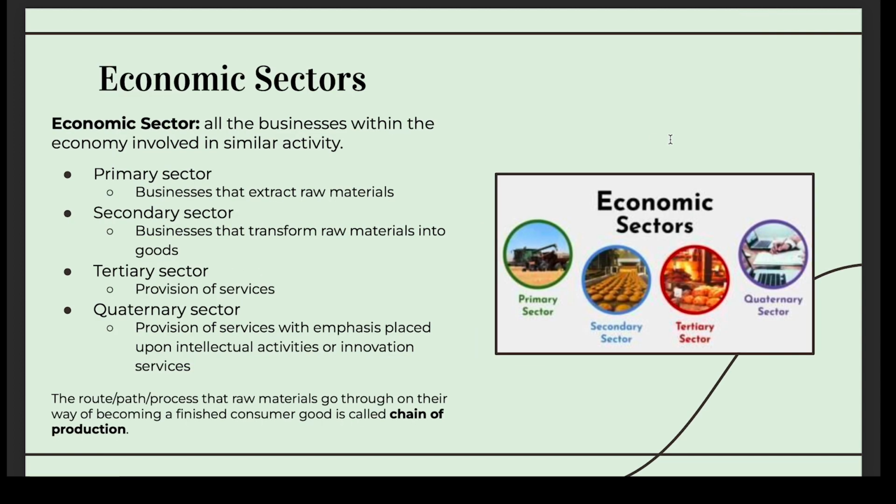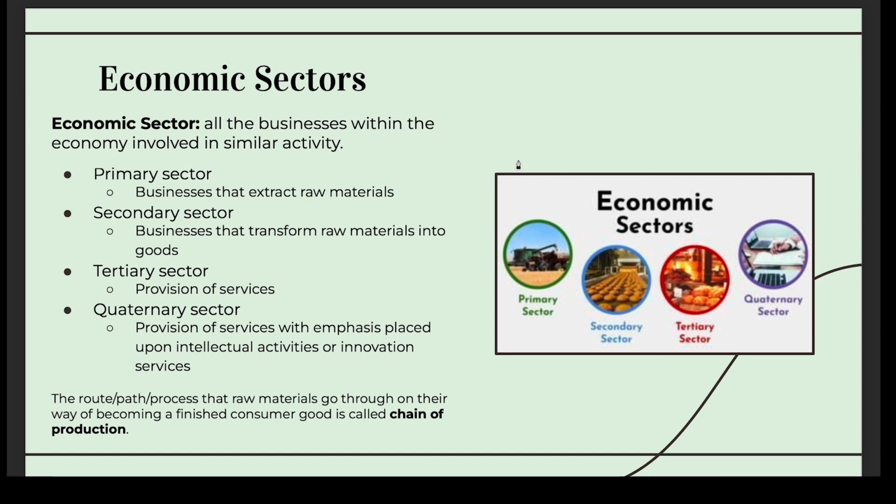So, economic sector refers to all the businesses within an economy that are involved in similar activity. Here we have my little photos of different businesses within each sector. So we're going to begin with the primary sector. Businesses within the primary sector are involved with the extraction of raw materials. So here in this example, we can see agriculture.